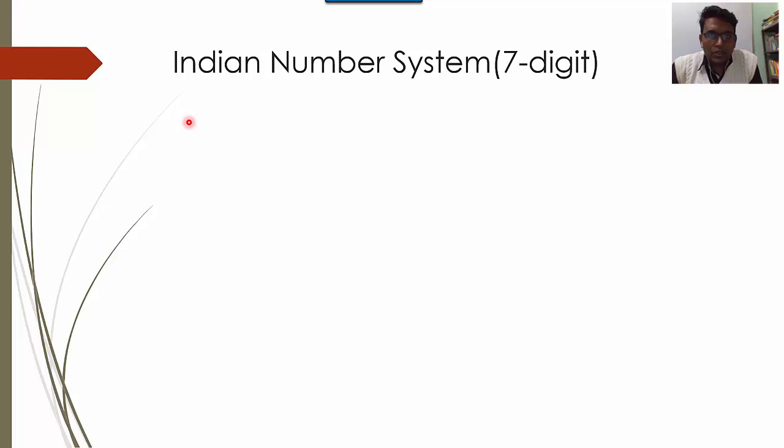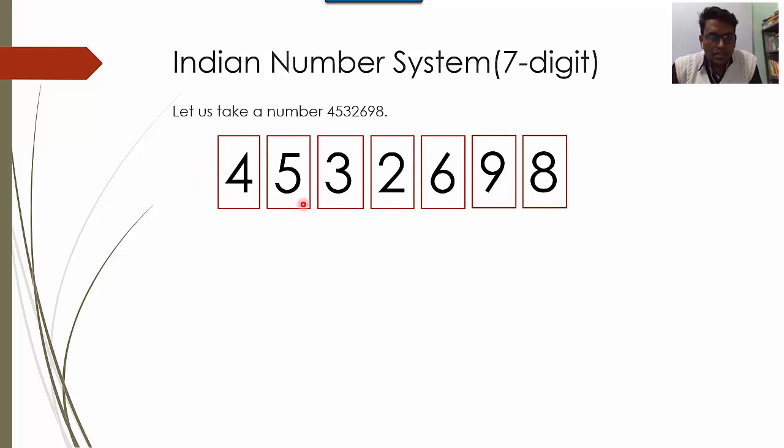Now let us see. To understand this, let us take a 7-digit number. So let us take this number. I have taken this 7-digit number. First I'll write these numbers in bold letters so that they can be easily visible. Now as you can see, as the number of digits increases, it becomes difficult for the student to read the number correctly. To make it easier, we use the Indian number system and we separate these numbers with commas. Now the question arises, where do we put commas?